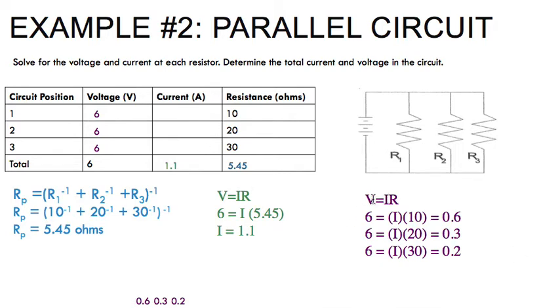So we're going to use Ohm's law again. We're going to plug in that 6 volts for each of them. We're going to solve for I in them, and then we're going to plug in the resistance. So the first one would be 6 divided by 10 would give us that 0.6. 6 divided by 20 gives us 0.3, and then 6 divided by 30 gives us 0.2. So those are going to be the currents at each resistor in our circuit, right?